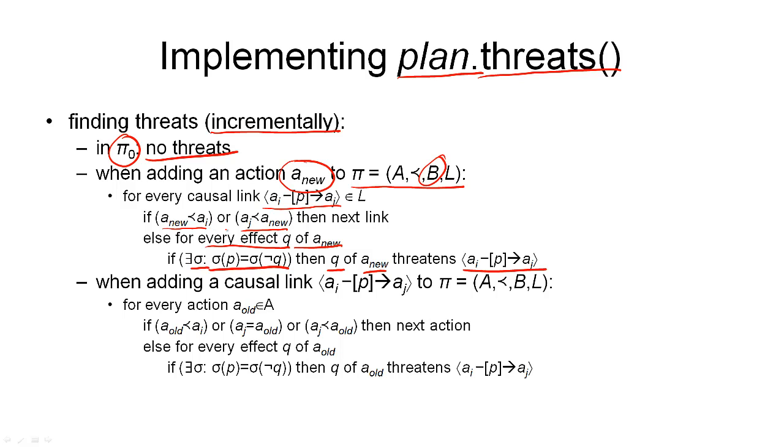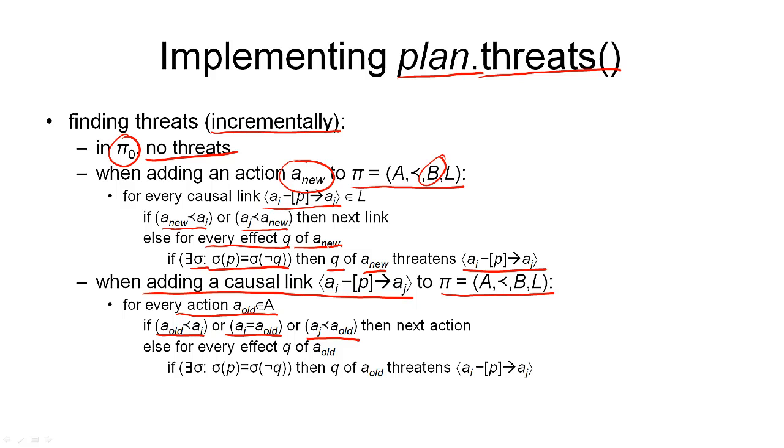The other way where we can add new threats to our partial plan is when we add a causal link from AI to AJ protecting proposition P to our current partial plan. When we add this new causal link to the plan, this may be threatened by any action that is already in the plan. So what we've got to do is loop over all the old actions that already existed in our plan and check whether they pose a threat. Again, if this existing action is either before the provider or after the consumer, then this action cannot be a threat. And there's a third condition here, namely that our existing action is the consumer in our causal link. Of course, the consumer of a causal link cannot threaten that causal link.